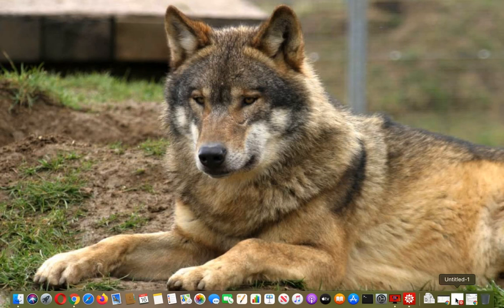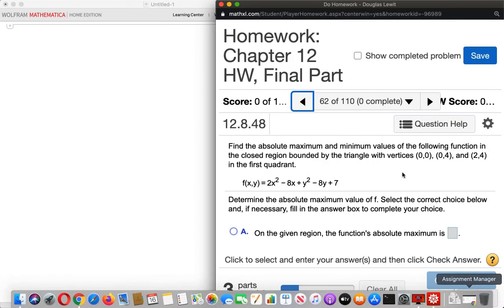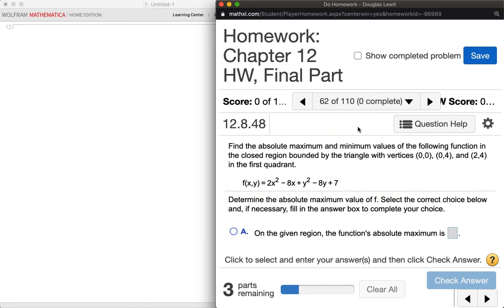Okay, so enough fun and games. Let's talk about some serious mathematics. Let's look at problem 62. A student in the class brought this problem to my attention, and he said he does need some assistance with it, so let's talk about how to do this problem.